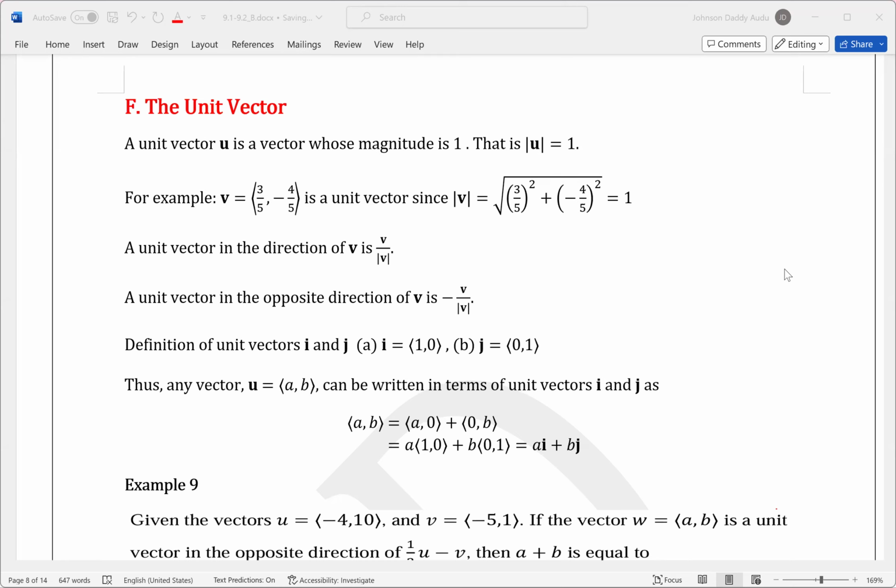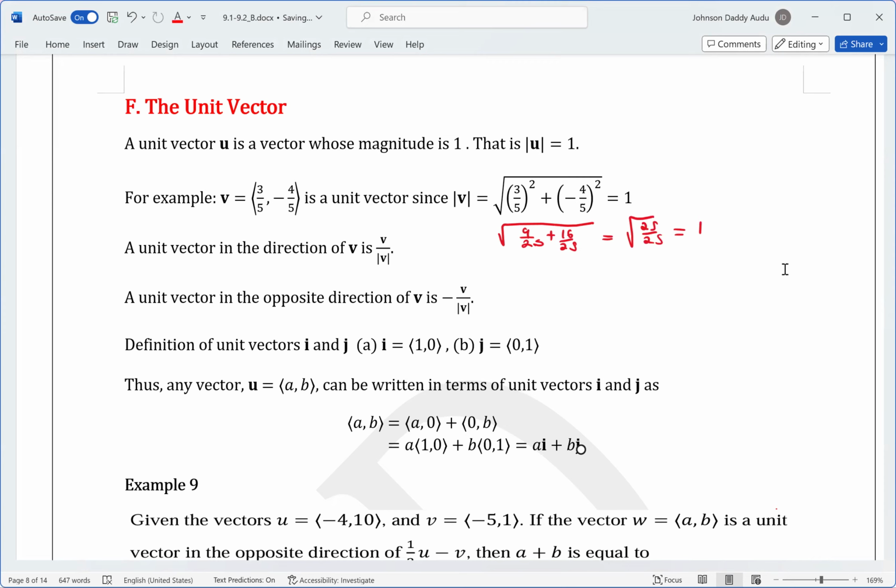So here we'll be looking at unit vectors. So what is a unit vector? A unit vector is a vector with magnitude equal to 1. Now, if you look at this vector here, this is 3/5, -4/5. If you calculate the magnitude, which is just the square root of the square of the horizontal component and the square of the vertical component, this will give us 9/25 plus 16/25. And this is 25/25, which is 1. So this is a unit vector.